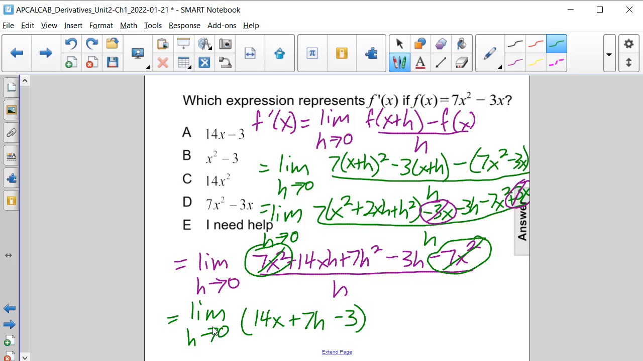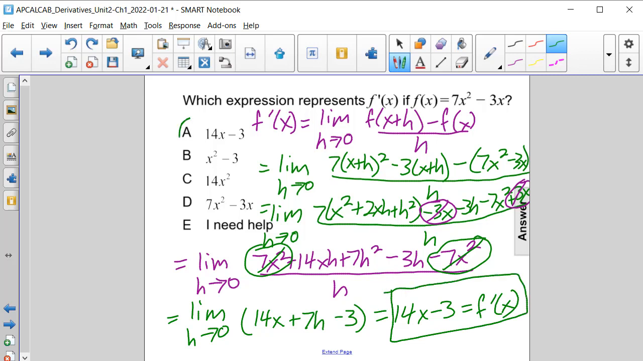And now we can use direct substitution for the remaining terms that contain an h in them, which is the 7h. If we substitute 0 in for h, that term goes away, and we are left with 14x minus 3. And that is what f prime of x is, 14x minus 3, or answer choice A.